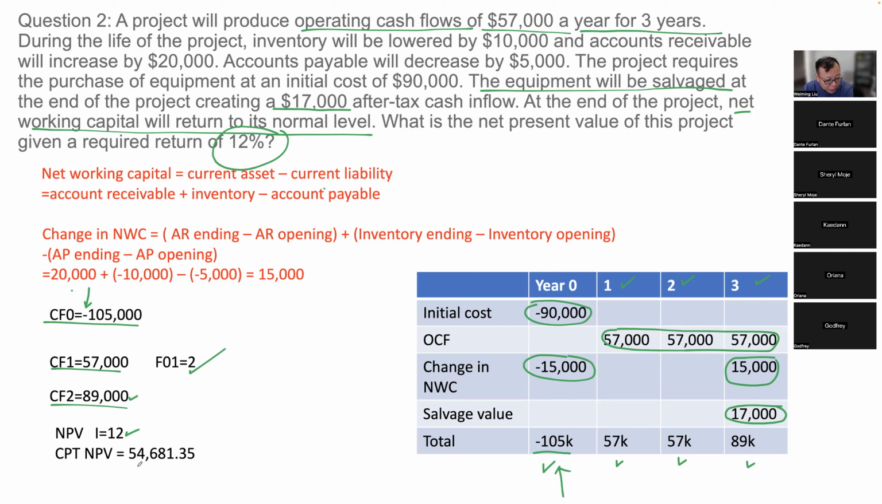And then you compute net present value, 54,681.35. Good job, everyone. You guys get this number. If you're happy, give me a thumb up. We can move on. You have any questions, let me know. Okay, so no question. I'm gonna move on.